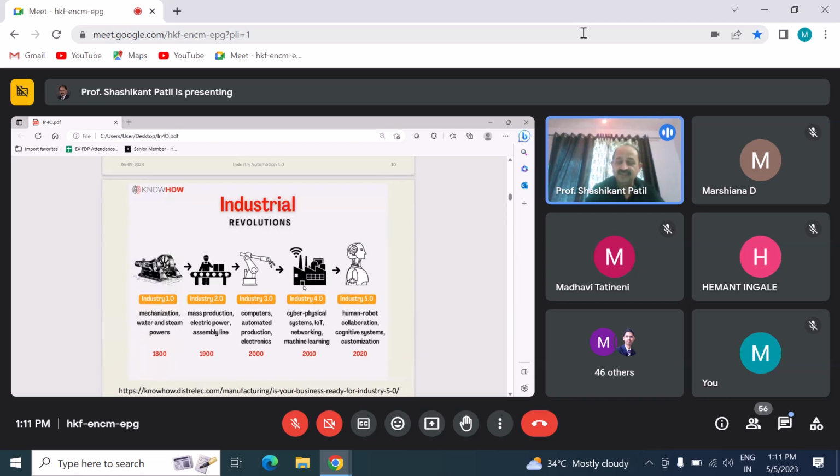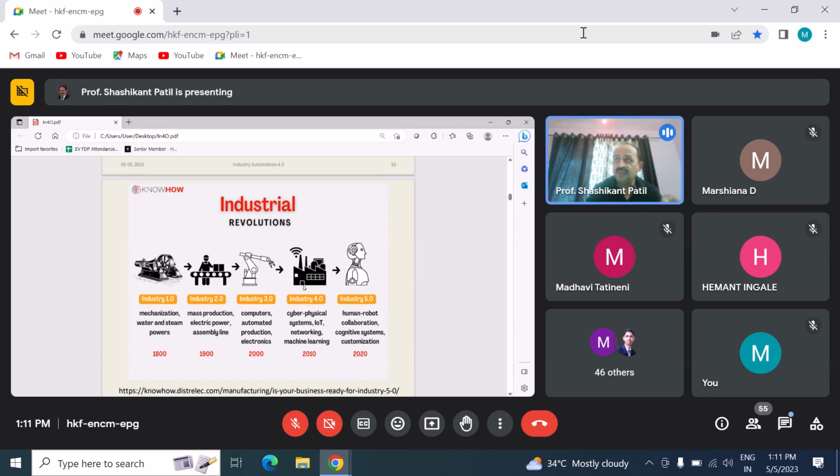Then when we say Industry 4.0, it is cyber physical systems, Internet of Things, networking, machine learning. And Industry 5.0 is much more advanced. It is nothing but human machine interaction, human machine collaboration, cobots and all that, cognitive systems, and it is more customized, and they are trying to bring the human touch.